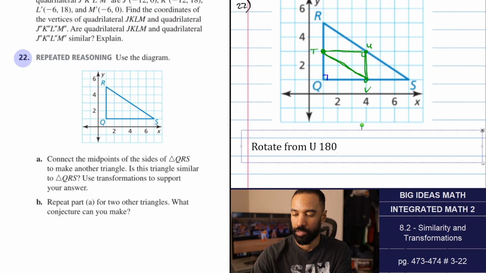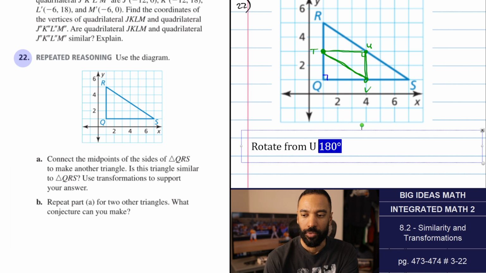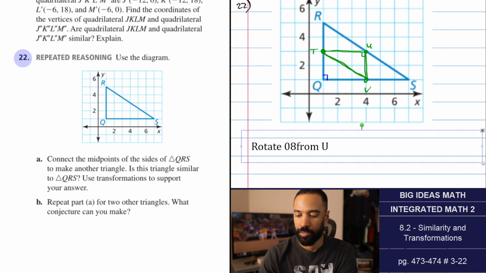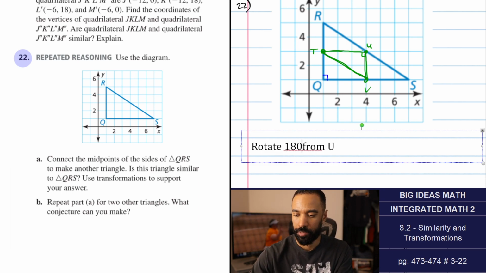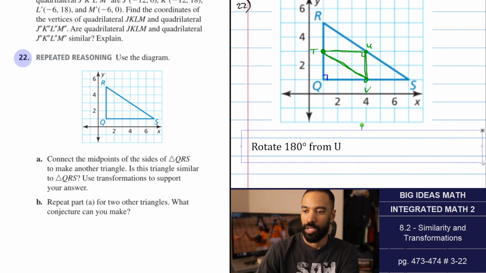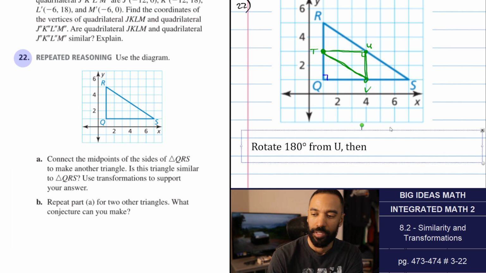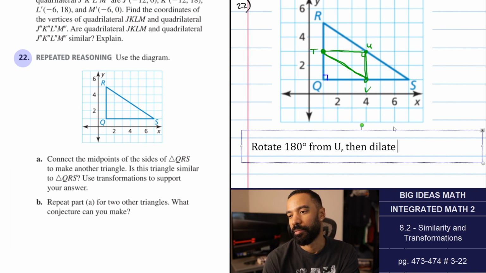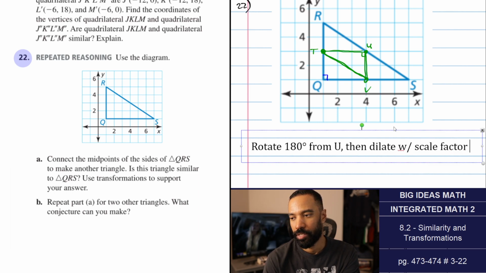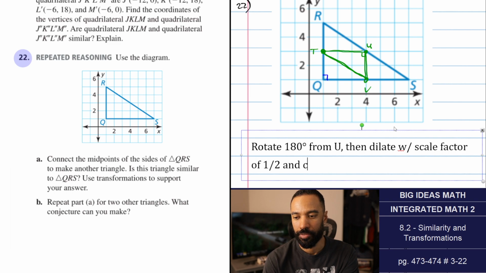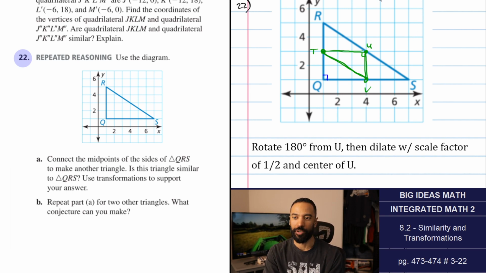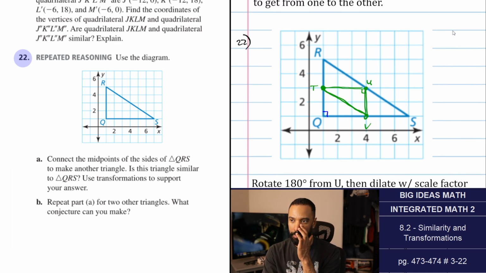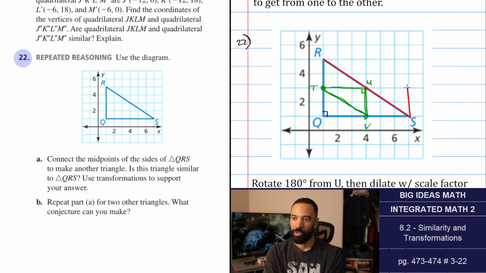Whoops. Or rotate 180 degrees from U, the new point. I did it again. Then dilate. And I could have dilated first with scale factor of 1/2 and center U. So everything's going to shrink into there. This thing flips over. It flips over so that it ends up looking, I'm going to do it in red. So it ends up looking like this right here.